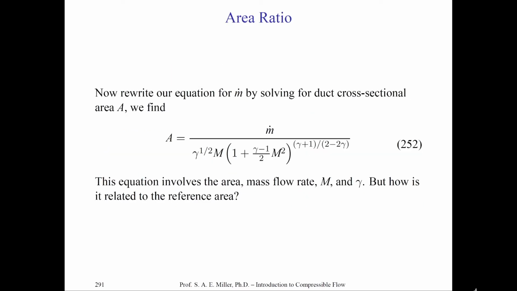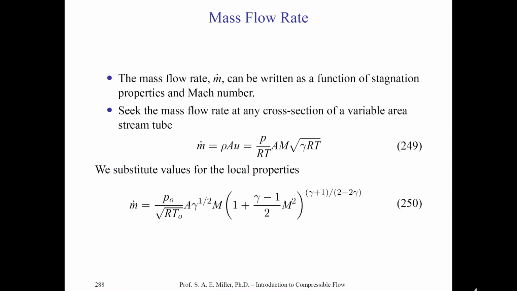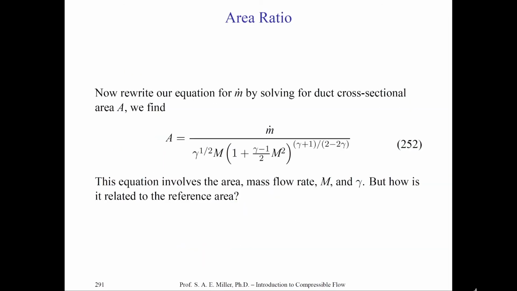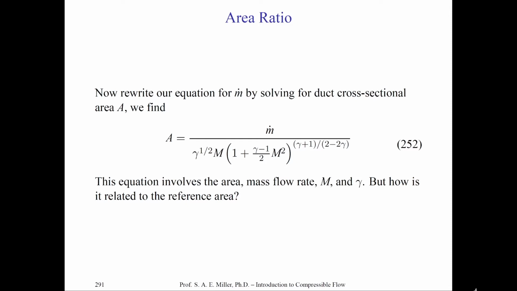Now let's take our previous equation for m dot, shown in 250, and write it in terms of A. We solve for A from 250 and we arrive at equation 252. You're welcome to try it for yourself. You'll find that A goes as m dot over a bunch of terms where gamma is the ratio of specific heat, Cp over Cv, and M is your only other variable.